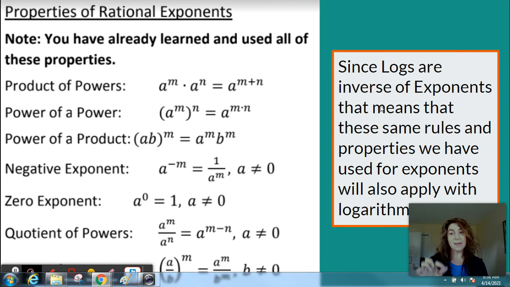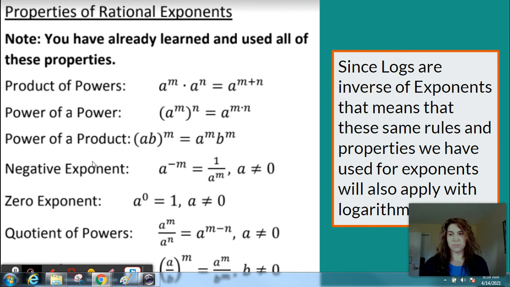The fact that we have exponent rules means we have log rules, or properties of them. Just to go over these real quick, we have the product of powers, meaning if I multiply two powers together, I can add their exponents. So a to the m times a to the n is really a to the m plus n. We can add those together. Power of a power, I can just multiply those exponents together.